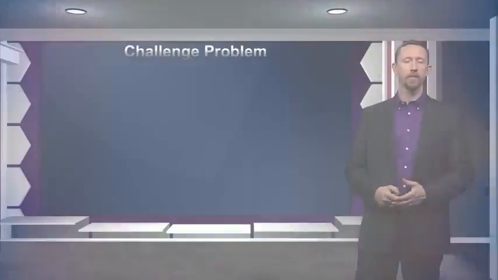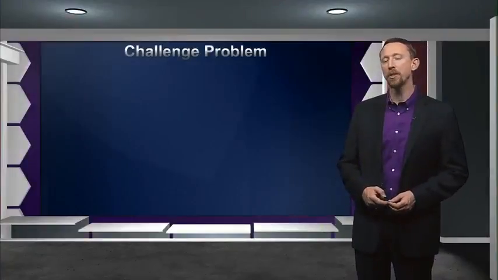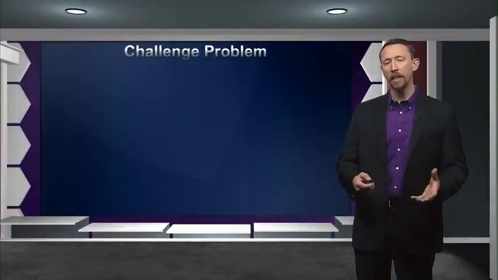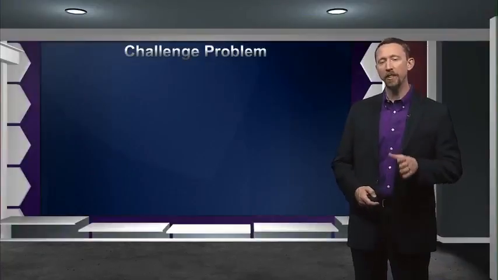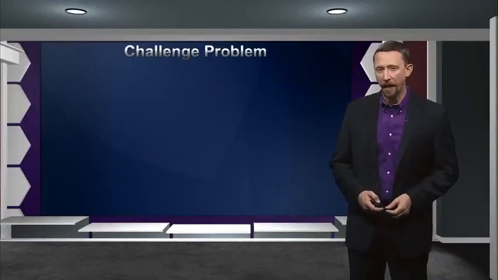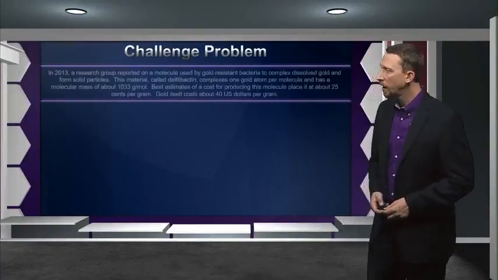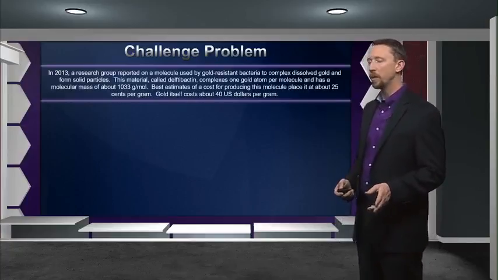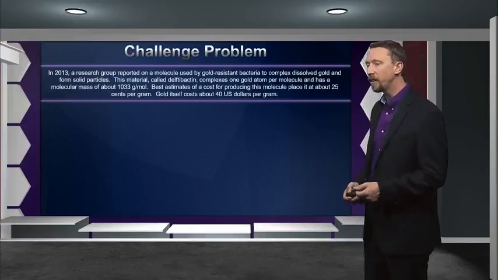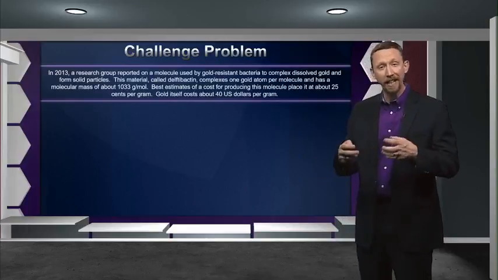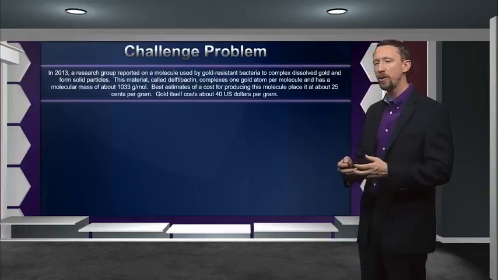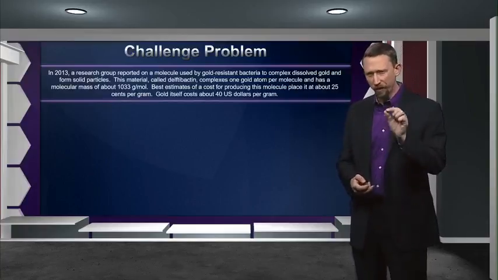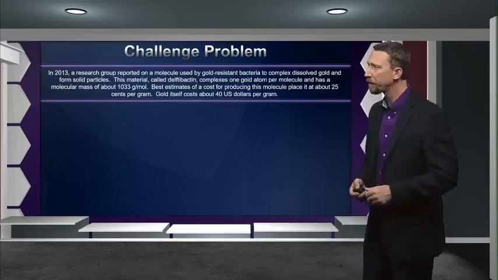For many decades, most chemists thought about Haber's quest for gold from seawater as a pipe dream, something that could never really be accomplished. But in recent years, certain attitudes about that have started to change. And that's because in 2013, a research group reported on a molecule used by gold-resistant bacteria to complex, or chemically interact, with gold ions in solution and cause them to form solid gold nanoparticles, very, very tiny pieces of gold.